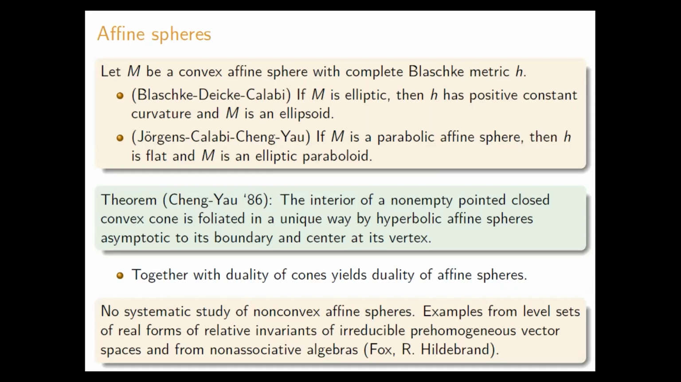I built some from relative invariants of irreducible prehomogeneous vector spaces. This gives you some examples you can write down quite explicitly. And then both I and Roland Hildebrand wrote down a bunch of examples using different kinds of constructions from non-associative algebras. Roland also wrote down some explicit examples of the Cheng-Yau theorem. In other words, for specific cones, he can write down formulas. He's actually written quite a bit about this kind of thing.